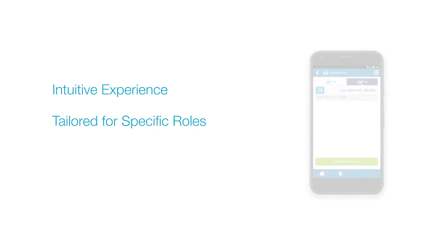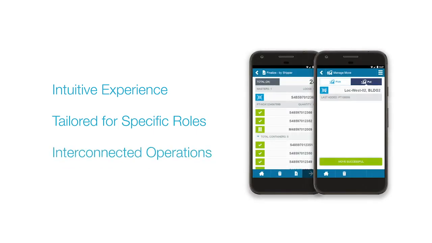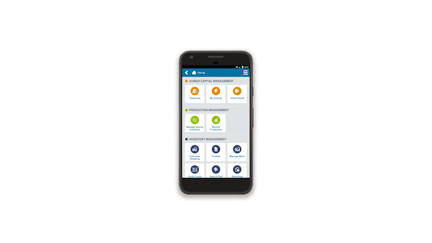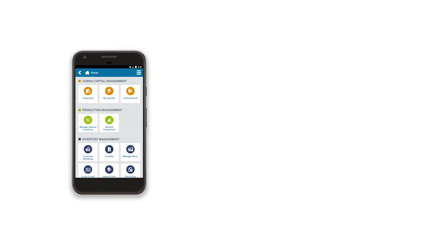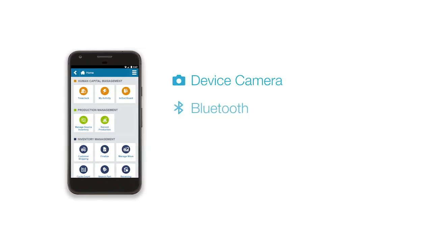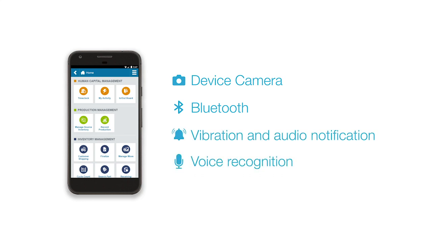And finally, Plex Mobile leverages interconnected operations for flexibility to work with modern tools like scanners, sensors, smart glasses, and other tools that connect operations and complement the untethered workforce. Plex Mobile is also designed to take advantage of native device capabilities like the device camera, Bluetooth scanning, vibration and audio confirmation, voice, and more.